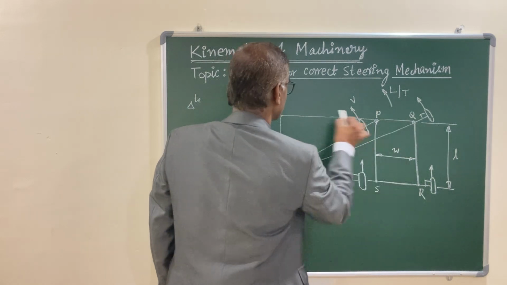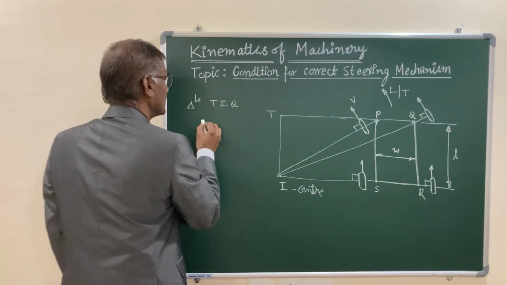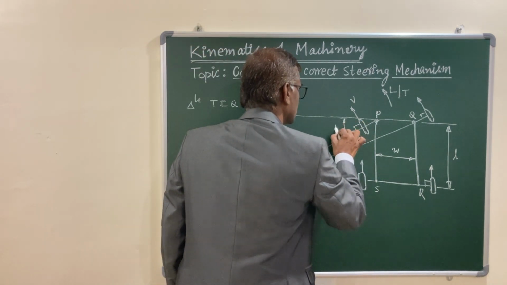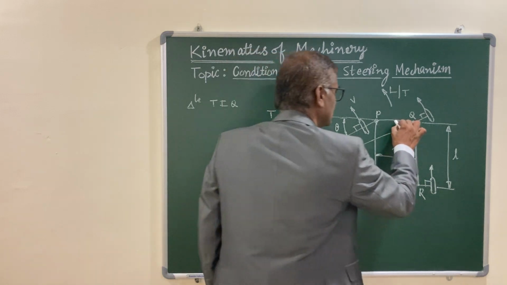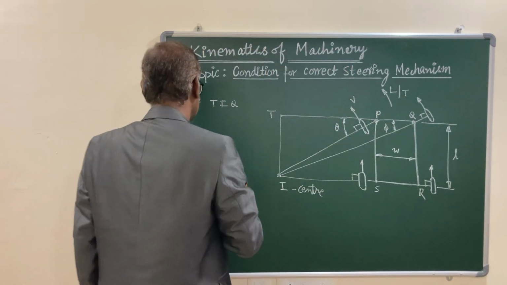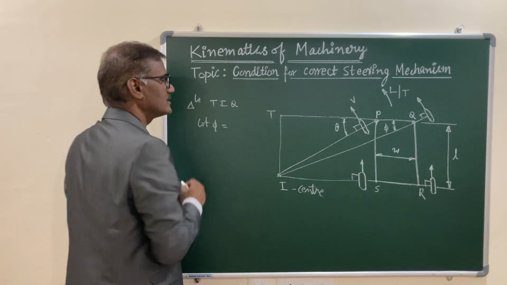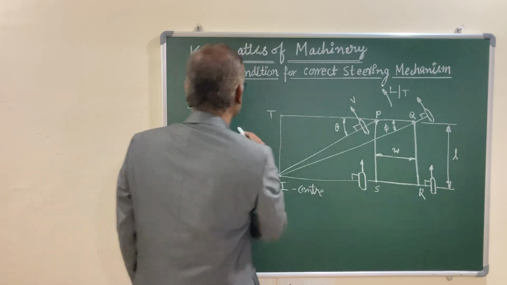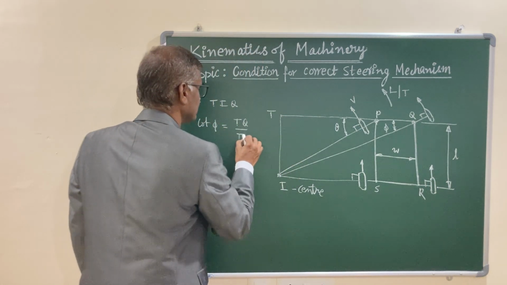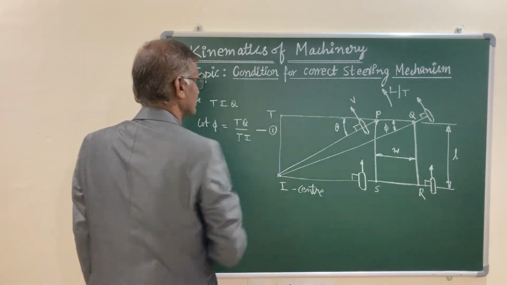From this right angle triangle TIQ, write down the expression. This angle, let us consider it is angle theta. The inner turning angle is theta, and the outer turning angle is phi. So let us write down the expression for cot phi. Cot phi is nothing but the adjacent side TQ and the opposite side TI. Let us consider this is equation 1.